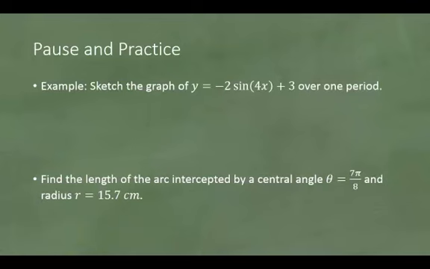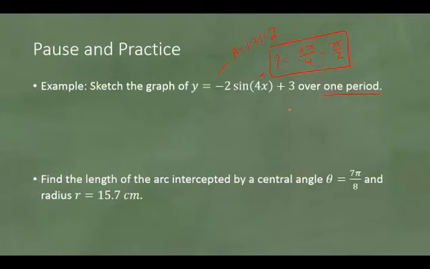Okay, now we're going to practice sketching the graph of negative 2 sine 4x plus 3 over one period. Remember that our period is 2 pi over this number right here, whatever's in front of x, over 4. So pi over 2. Our amplitude is the absolute value of negative 2, which is positive 2. We still don't know what one period is, though. We know it has a length of pi over 2, but we don't know what that interval is.